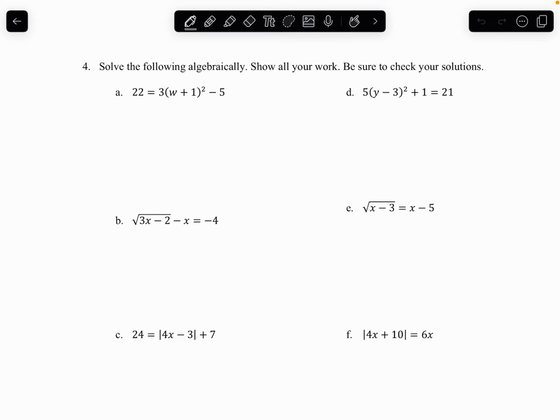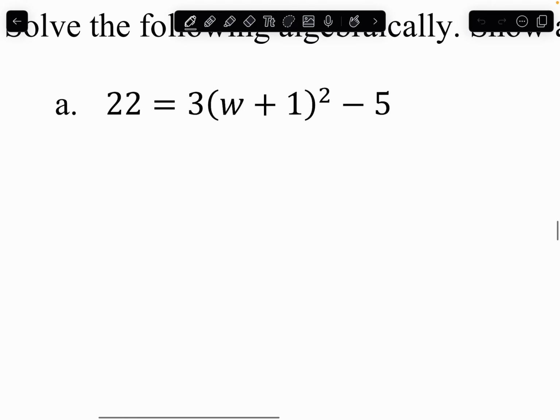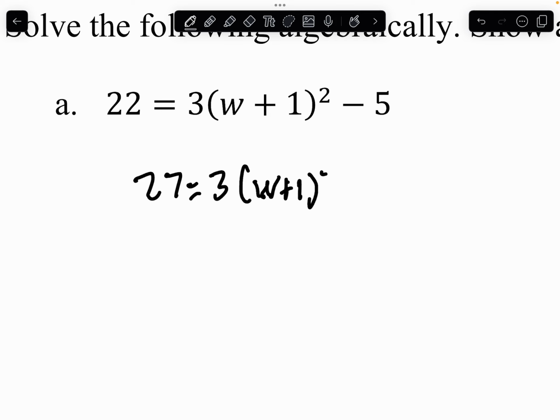Alright, last page is solving the following algebraically. So for this, we'll just jump right in. Add 5 to both sides, you get 27 equals 3 times (w plus 1) squared. Divide both sides by 3. You get 9 equals (w plus 1) squared.